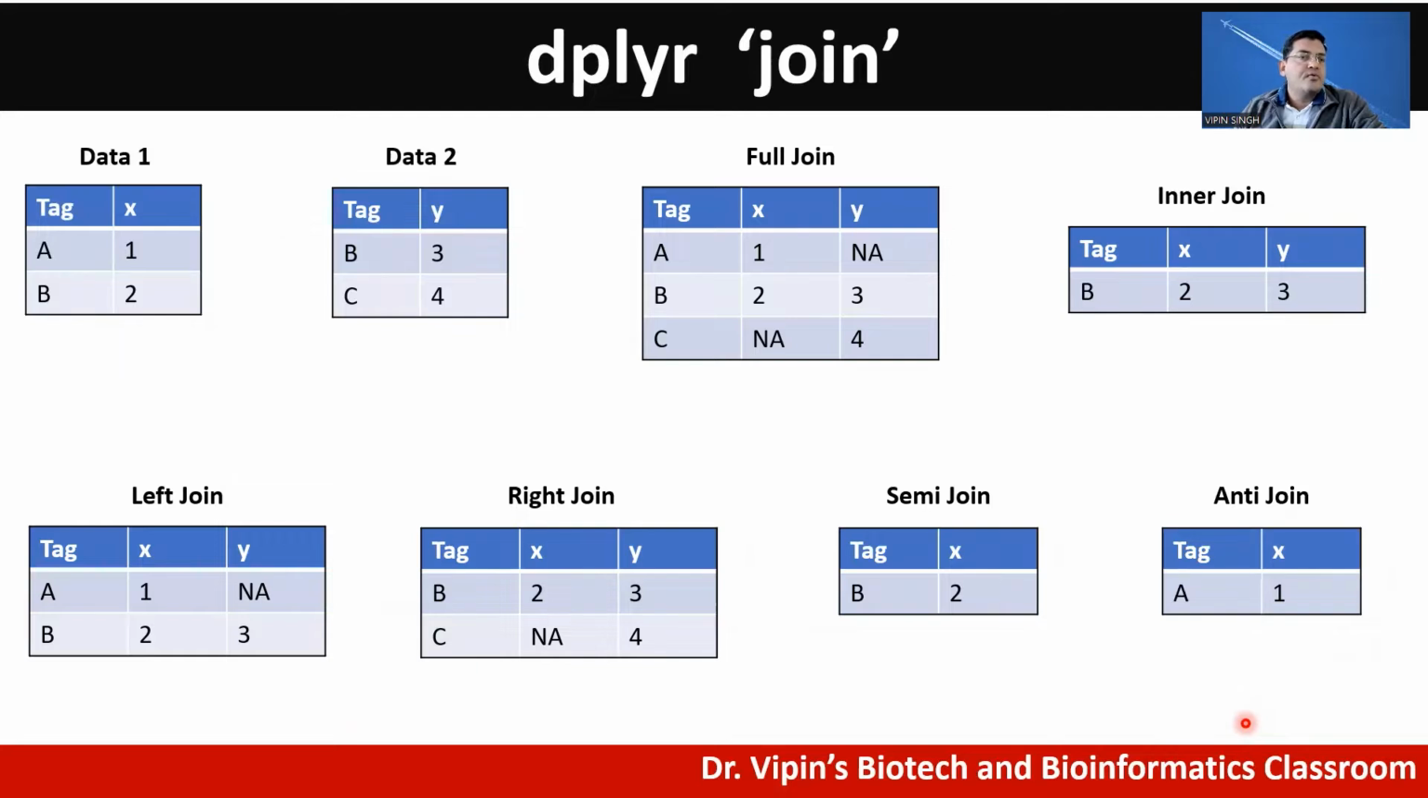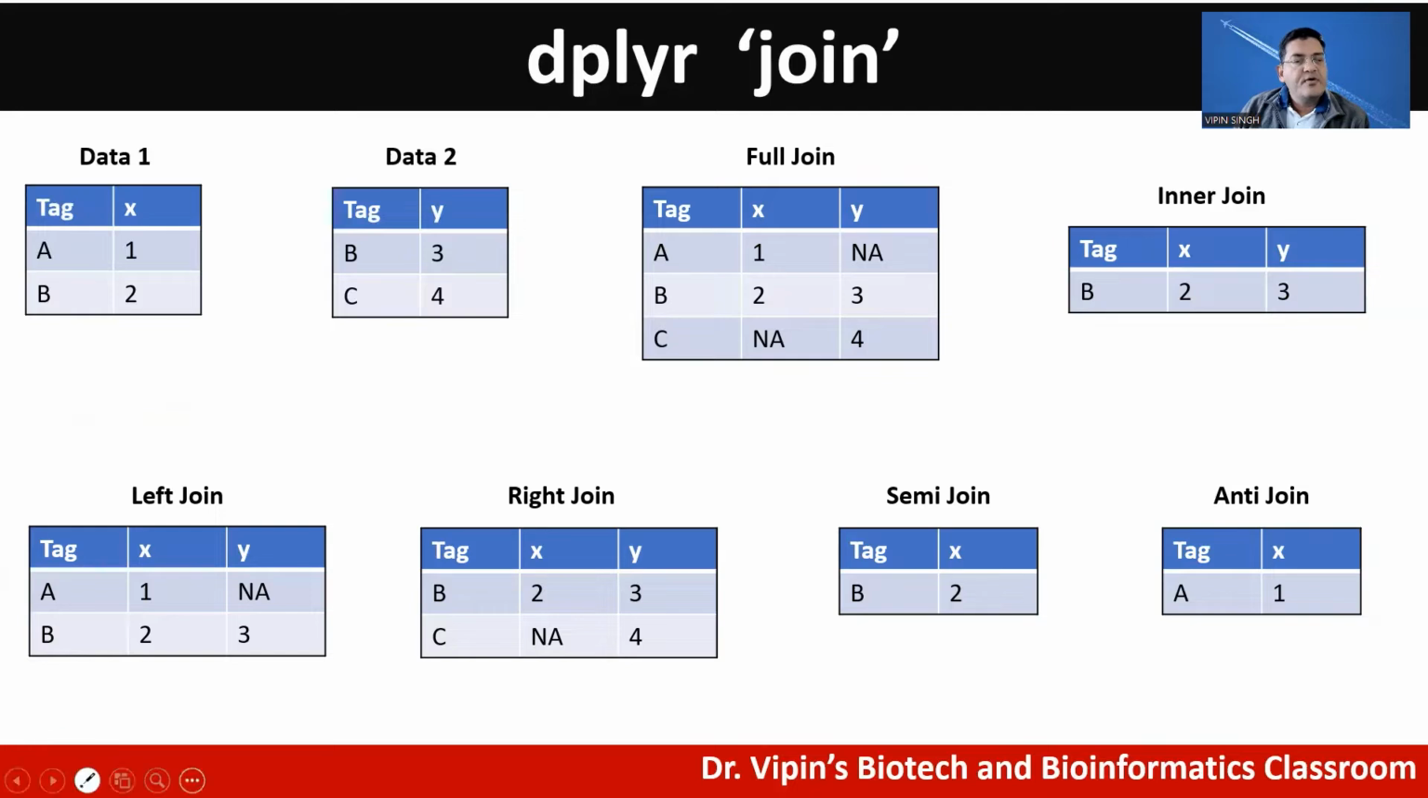So here you have two data sets, data 1 and data 2. You have a tag header, which has some common tags and some different tags in both the data sets. And these tag headers are used to combine the values of data set 1 and data set 2 together. So you have a full join, which will combine the two data frames together completely, and all missing values will be labeled as NA. Then you have inner join, which will give you the common tag between the two data sets and combine their values together.